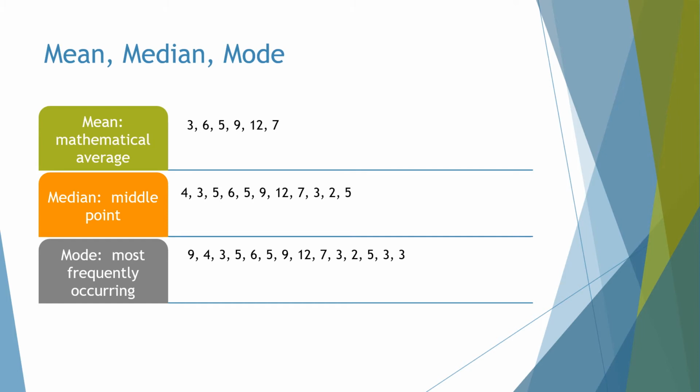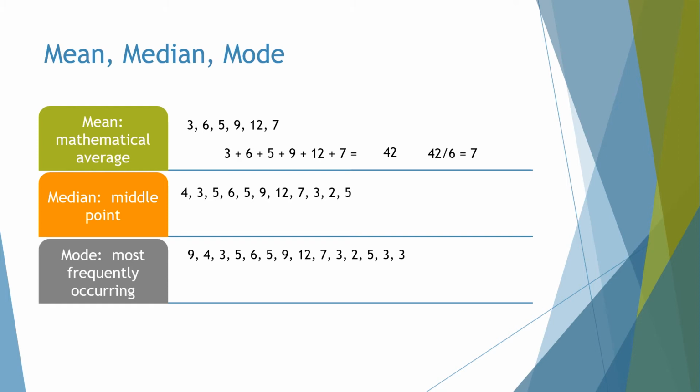Let's move into the statistics now. I'm sure you are all familiar with mean, median, and mode, but let's run through some quick examples just as a refresher. The mean is the mathematical average. So let's say you have these numbers. We have 3, 6, 5, 9, 12, and 7. Now to get the mean, you want to add these numbers together. When you add these numbers together, you get 42. And then we want to divide by 6 because that's the number of numbers that we have. And this is going to give us 7. So our mean for this set of numbers is 7.